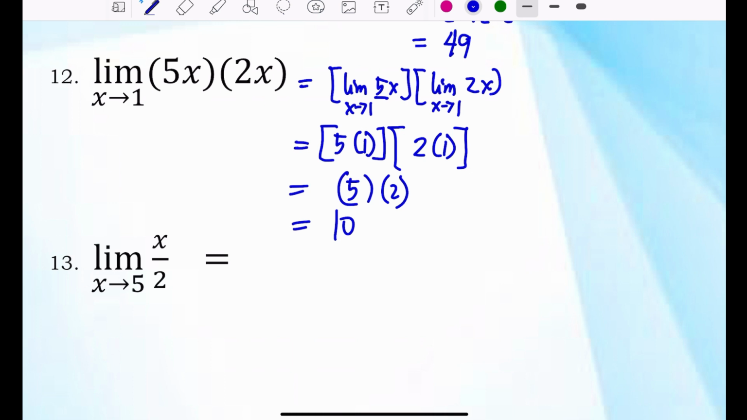Number 3. Limit of x over 2 where x approaches 5. So this will become the limit of x where x approaches 5 over the limit of 2 where x approaches 5. So the limit of x where x approaches 5 is equivalent to 5. The limit of 2 where x approaches 5 is the limit of a constant. The answer is 2. So 5 over 2 is the limit of x over 2 where x approaches 5.